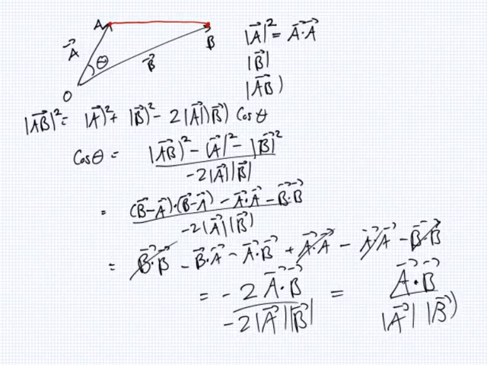But what is A over its magnitude? What does that make? The unit vector A.